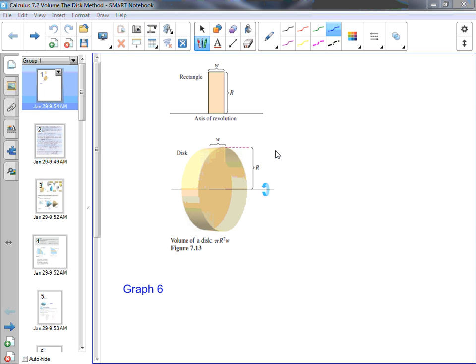So like we just talked about, if you have a rectangle and it's sitting on the axis of revolution, when you revolve it, you get a disk. The disk is really a cylinder. It's a really short cylinder, and it's not sitting on one of its circular bases like you tend to think of cylinders doing. It's laying on its side. So to find its volume, we'll need to know the radius of the cylinder, and we'll need to know the height of the cylinder. We'll need to know the radius, the distance from the axis of revolution to the far edge of the rectangle, and we'll need to know the height, the width of the rectangle.